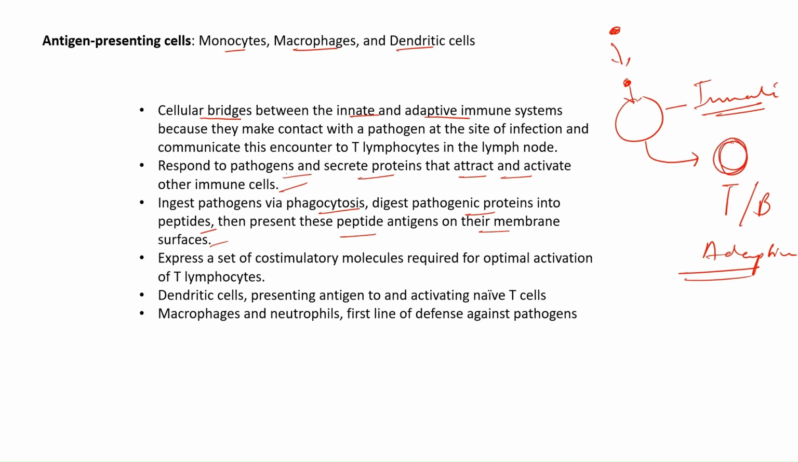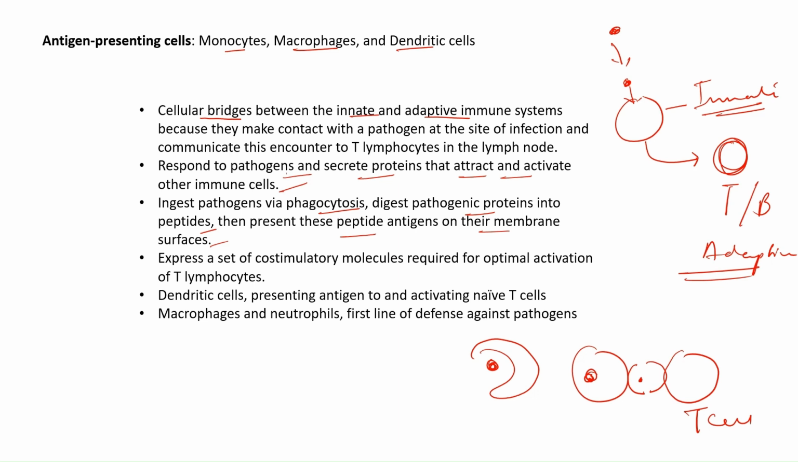So some part means if this is the antigen, they will engulf the antigen and they will degrade it. After degrading, on their membrane, they will present some part of the antigens and they will go to the lymph node to present these antigens to the T lymphocytes. Then the T lymphocyte, with the help of its receptor, will interact with this antigen. And that's how they activate the adaptive immune system.